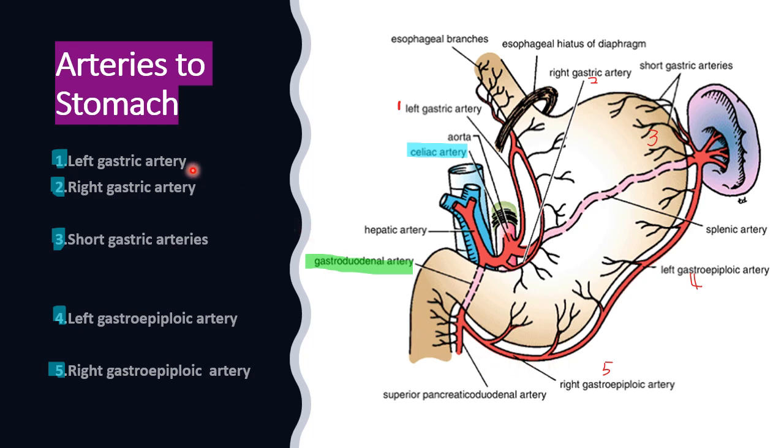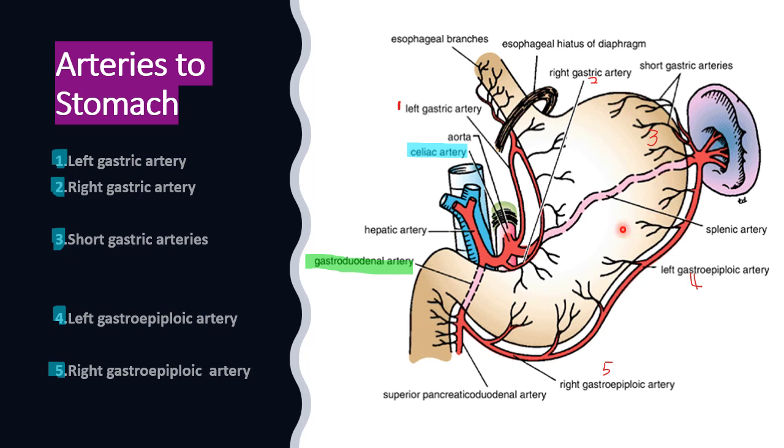Next we come to the arteries, or blood supply, of the stomach. These are the 5 arteries that I've listed, which are indicated in the diagram here. The first is your left gastric artery, which originates from the celiac artery, or celiac trunk, or celiac axis as it is called. The second one is your right gastric artery, which originates from your hepatic artery. Then you have a few short gastric arteries supplying the upper part of the stomach and the fundus.